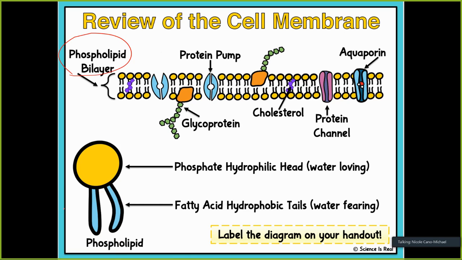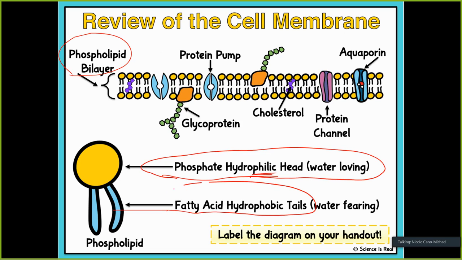The whole thing is called the phospholipid bilayer. That is the chemical makeup of the cell membrane. In that phospholipid bilayer, we have the phosphate, which is hydrophilic. Remember, that means it loves water. And it has the fatty acids, which are hydrophobic. So each one of those little things in there is a phospholipid. The round phosphate head is polar. The fatty acid is nonpolar.